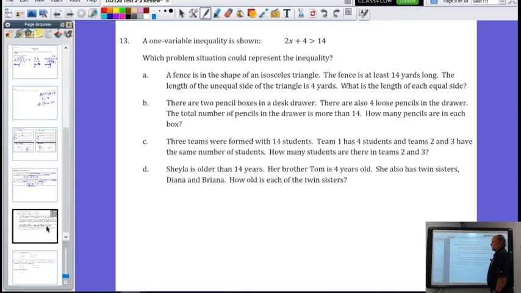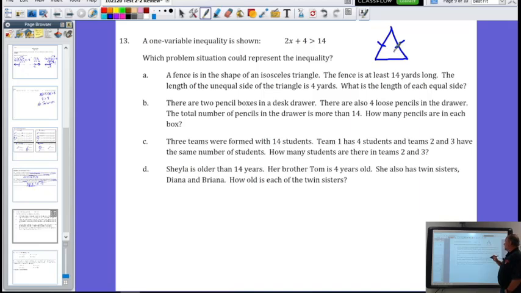Okay, number 13. This is one where I give you an inequality and ask you which statement would represent that. Okay, so I need a statement that says 2 times some number plus 4 is greater than 14. So we look at A. A fence is in the shape of an isosceles triangle. Yes, we do expect you to remember some words that you've learned in the past. An isosceles triangle is a triangle where 2 sides are the same length and the third one is not. Okay, a fence is in the shape of an isosceles triangle.